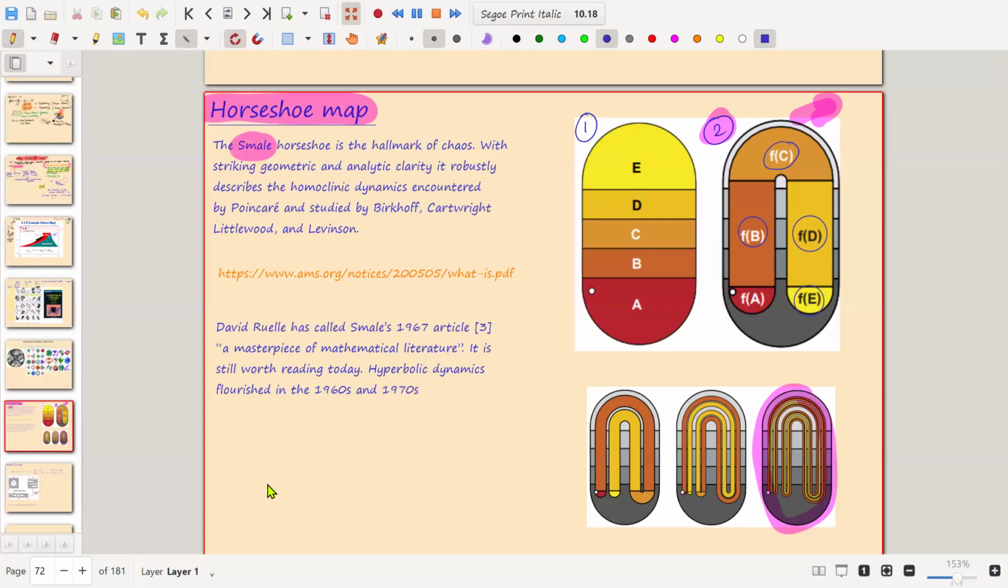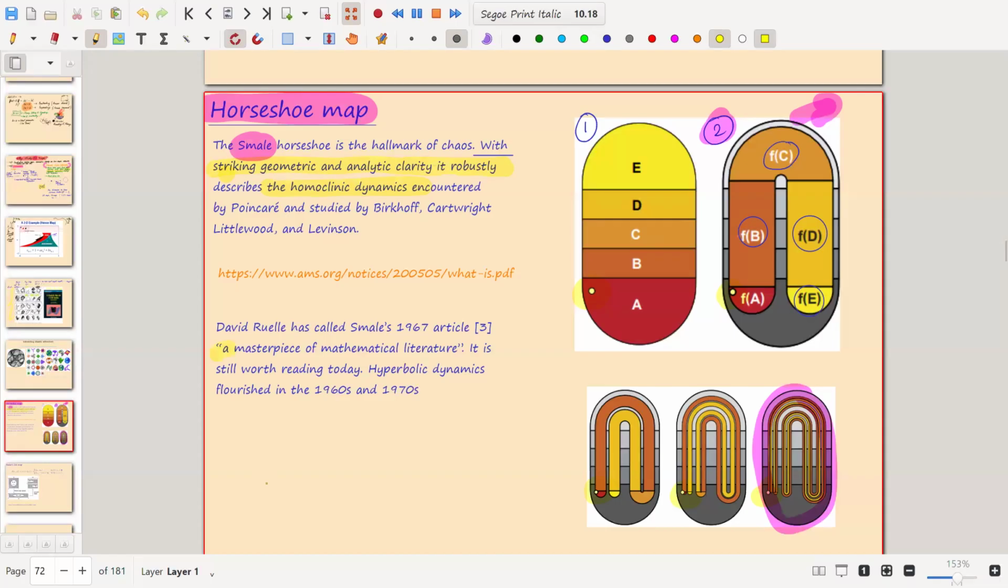So I suggest you watch some videos which make noodles. There you will see this hallmark of horseshoes. Anyway, you can see a striking geometric and analytical clarity which describes this homoclinic dynamics. But why is it known as homoclinic? Because this white part you are seeing here is always there. That is not getting affected. That will be very difficult to shift. So this is known as homoclinic dynamics.